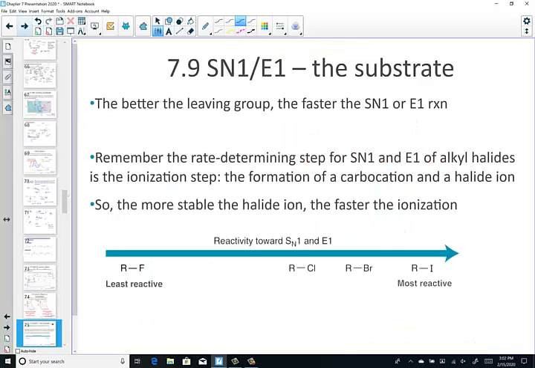Of course, we said the better the leaving group, the faster the kinetics as well. And remember how we determined a better leaving group has the ability to stabilize the negative charge after the leaving group leaves. And we said fluorine is a terrible leaving group because it's so small, it has a very difficult time stabilizing a negative charge. The iodide is a great leaving group because it's a very large atom that can help to stabilize the negative charge. Chloride, bromide, and iodide are all considered good leaving groups. Fluorine is not.